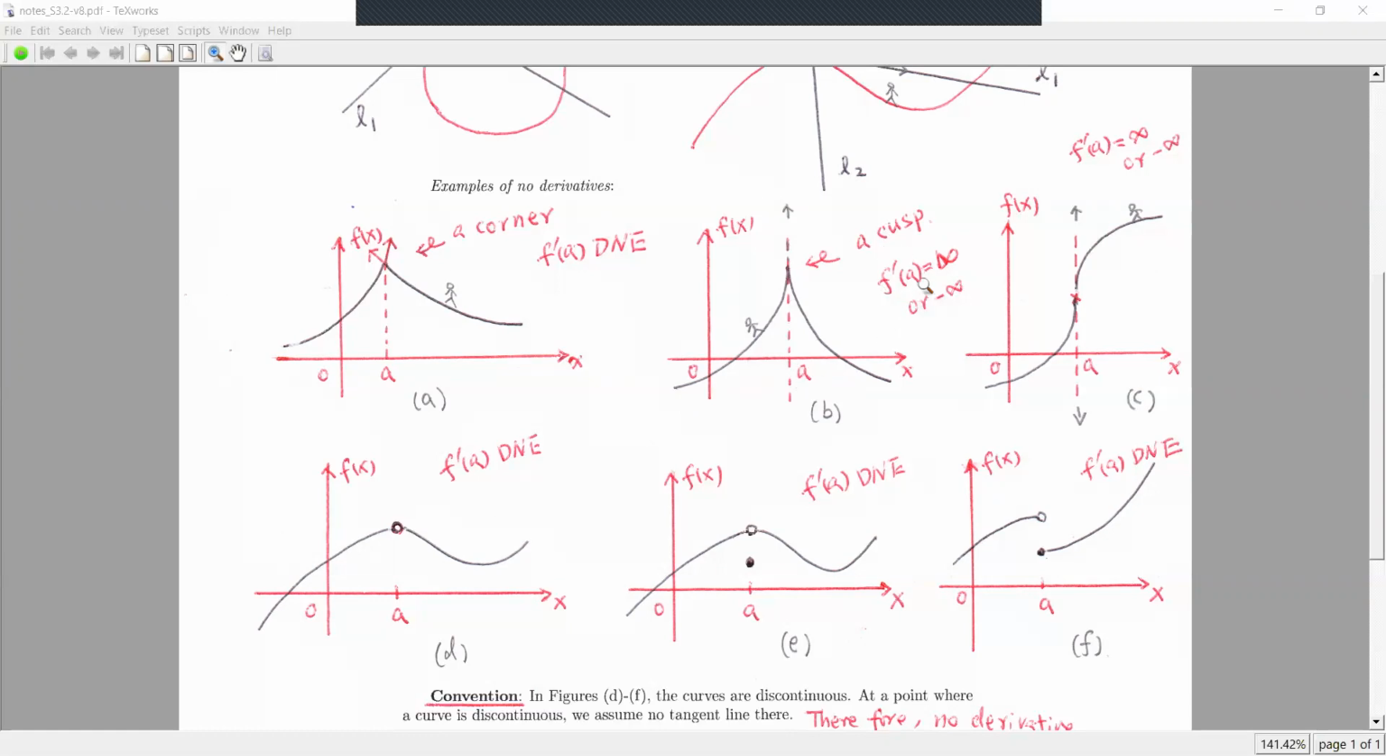Because derivative at A is the slope of the tangent line at the point A, derivative at A is infinity or negative infinity. Because a vertical line, the slope is either infinity or negative infinity. Because infinity is not a number, the book considers that at a cusp, derivative doesn't exist.